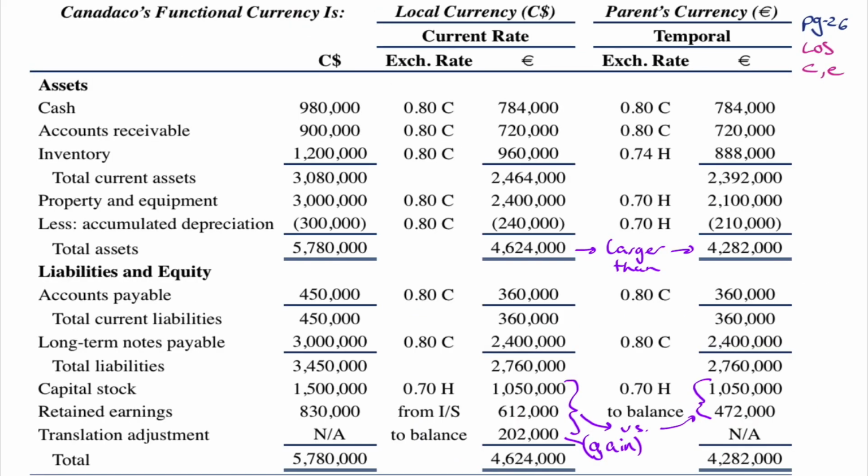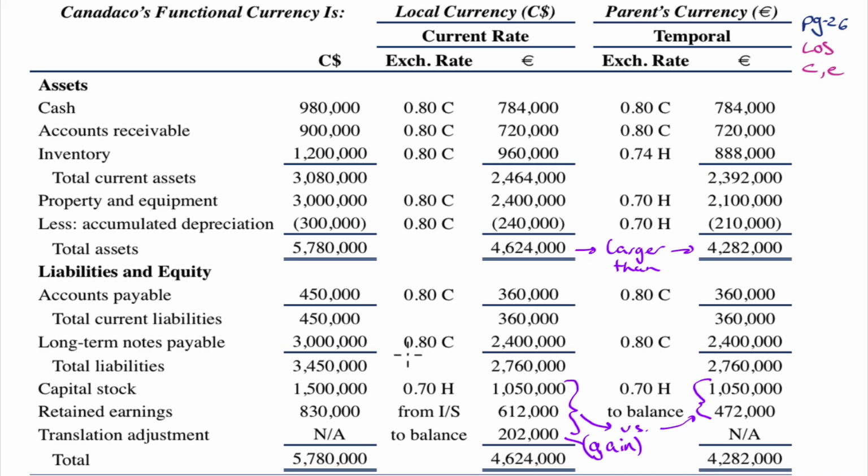All right, so under the current rate method, look what's going on. 0.8. What's this exchange rate? Where was this exchange rate from? Well, the balance sheet is as of a specific date, so this is the rate on that date. It is the spot rate on the balance sheet date. Look how simple this is.